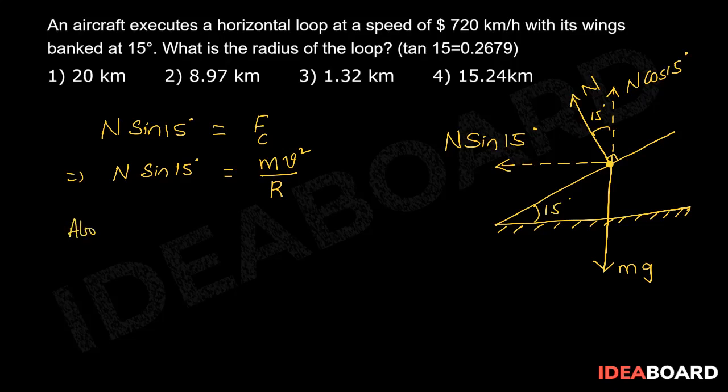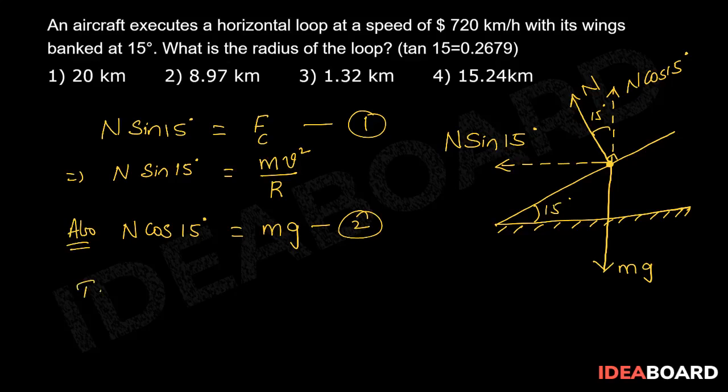Also, N cos 15 degrees balances mg. Therefore, from these two equations, I can write tan 15 degrees equals v square upon rg. So, from this, r is equal to v square upon g times tan 15 degrees.